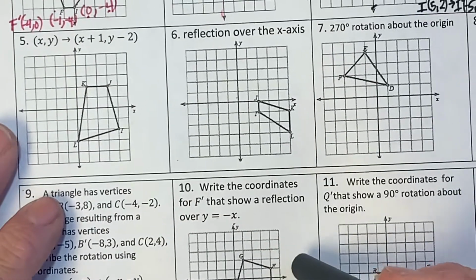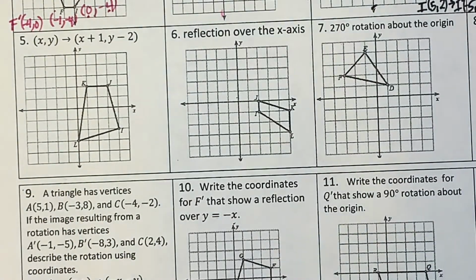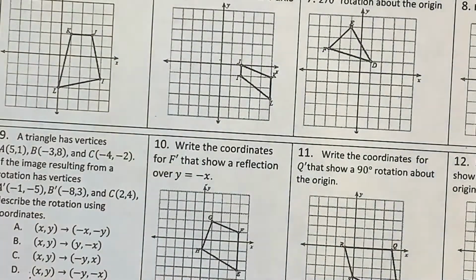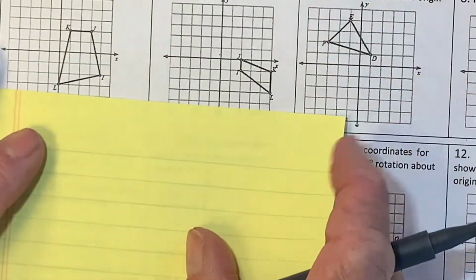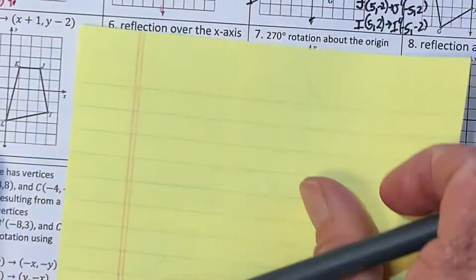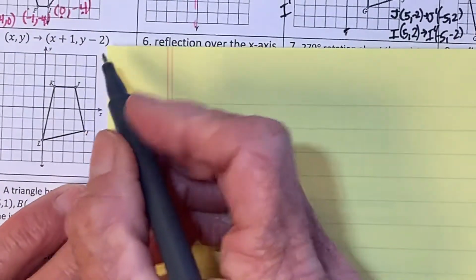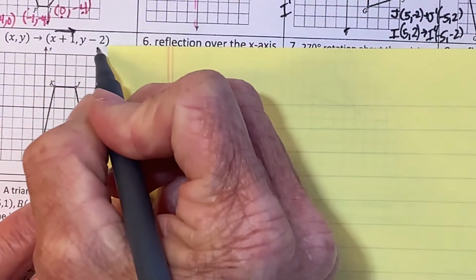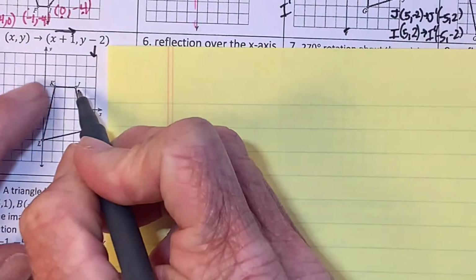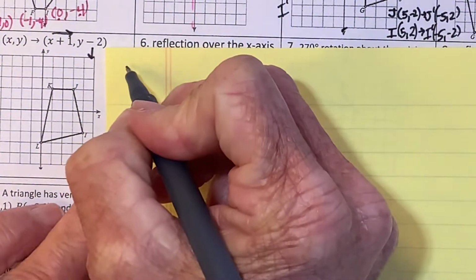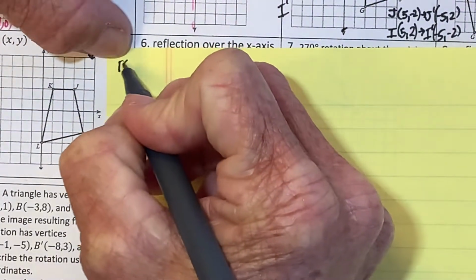Okay, so on number 5, just trying to be consistent here and realizing that it might be a little difficult for you to read what I'm doing because it gets a little small. I'll just do it on a piece of paper so that you can see. But our translation rule, we're going to add 1 and subtract 2. So the whole thing will slide right 1 and down 2. I will list the original pairs.